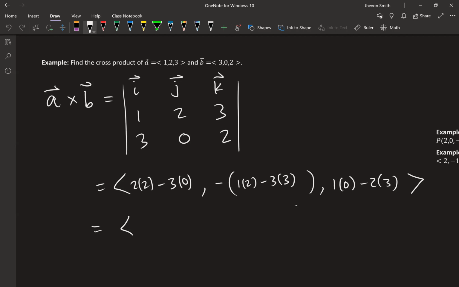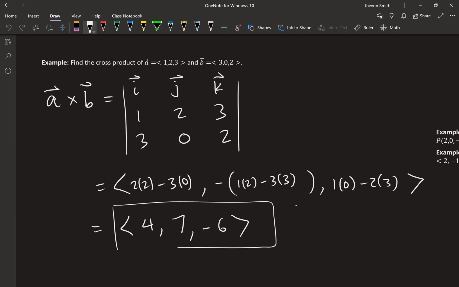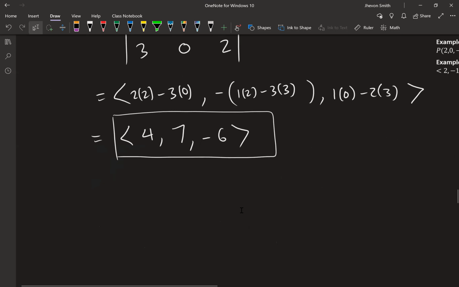And that here would give you 4. This will be minus 9 plus 2. It's minus 7. And then you take the negative of that, so it's positive 7. And then here we would have minus 6. And that is the cross product. So based on everything that we've talked about before, what are the properties of this vector?